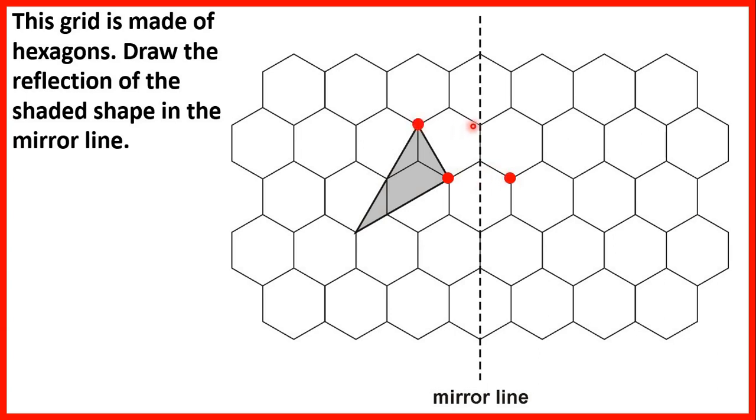This point here is one hexagon to the left, so we can go one hexagon to the right and dot the point. And this corner here is two hexagons to the left, so we can go two hexagons to the right, and then we just need to join up our corners so that we've reflected the shape in the mirror line.